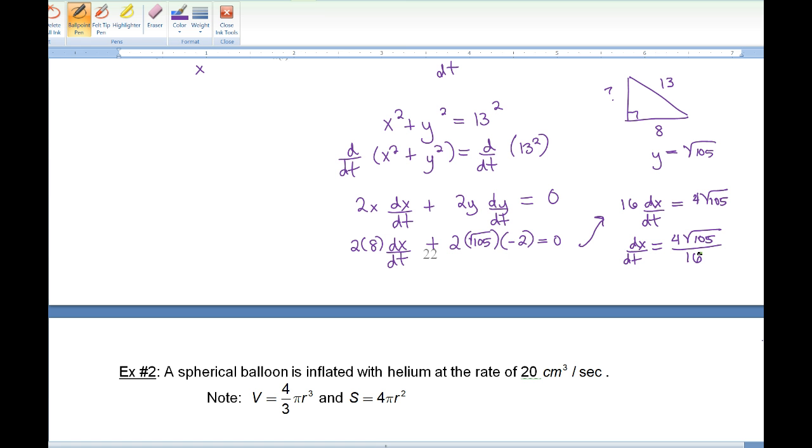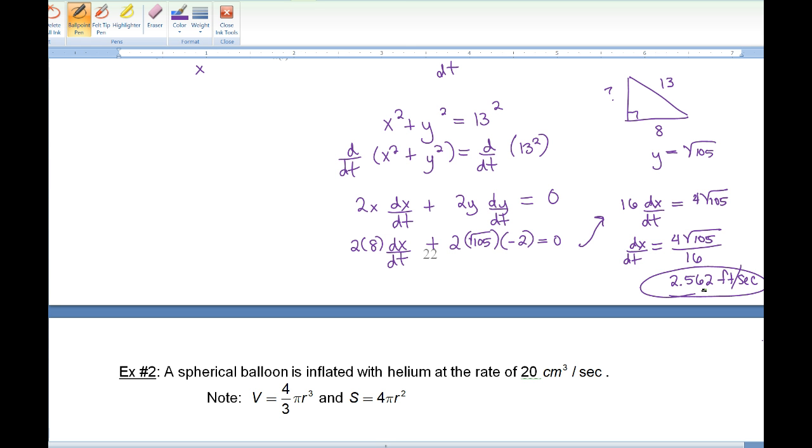So 4 times square root of 105 divided by 16. What do we get? Okay, so 4 root 105. It's just square root of 105 divided by 4. What did we get? 2.562. Perfect. And this will be feet per second.